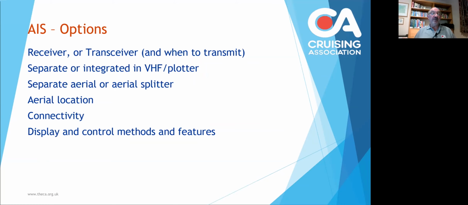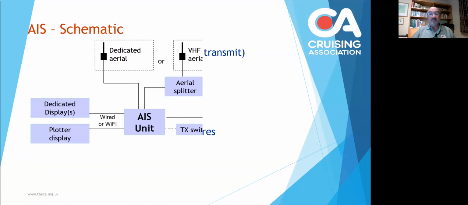Where do you put the aerial? Many people say it's quite sufficient to have it low down, perhaps on the pushpit, because the things that they're particularly looking out for are big ships. The big ships will have the aerial high up, so you can still see a long, long way. But if you're looking for other smaller objects, like another yacht that's also got the aerial on the pushpit, then maybe you won't see them so far away. Then connectivity: how do you connect it to the rest of the devices on your boat? And then we'll look at the display and the control methods and features.